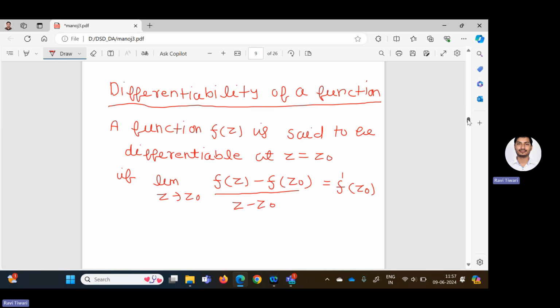So if this limit exists, (f(z) minus f(z naught)) by (z minus z naught), because here, if you see, limit z tending to z naught is already applied to this. So if this limit exists, then only we can say the function is differentiable, and then that limit must be equal to what? f dash z naught. And limit z tending to z naught means what? Again, we have to choose some different path. And if along each path the limit we are getting is similar, then we can say the function is differentiable. Otherwise, we can say the function is not differentiable.